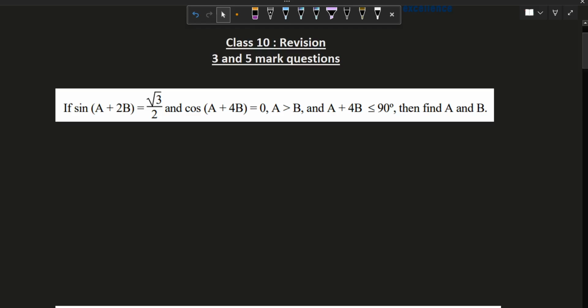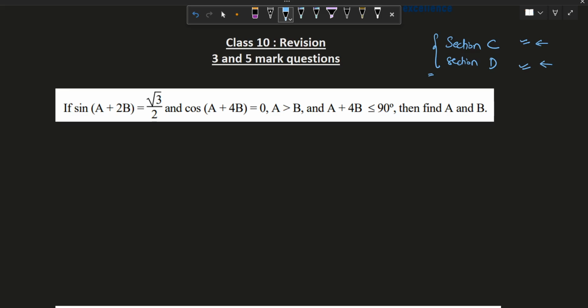Hello students. So today let's revise a few 3 and 5 mark questions. 3 mark questions come in section C and 5 mark questions come in section D. Most important section, most lengthy section, and you have to show proper steps over here. You have to write proper reasoning wherever it is required. You have to draw figure wherever it is required.